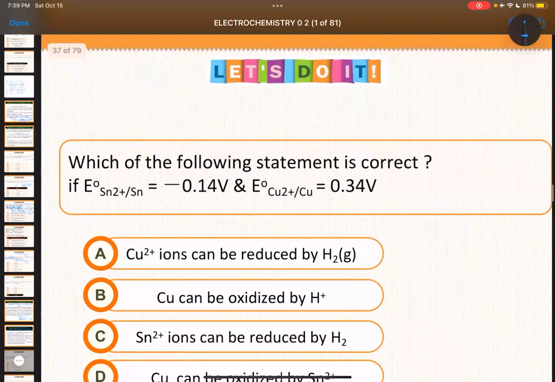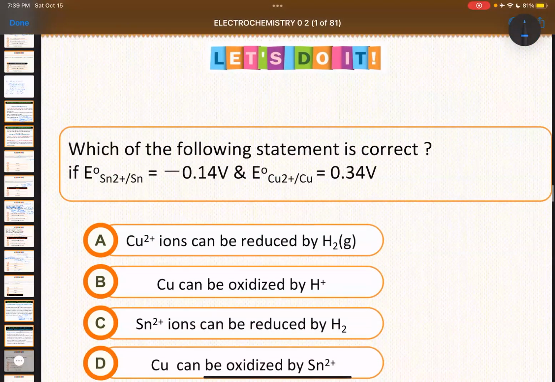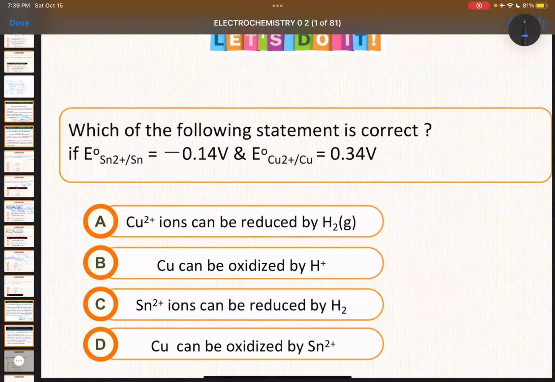So let's discuss more about the electrochemical series. Just one more question. This one. Which of the following statements is correct?